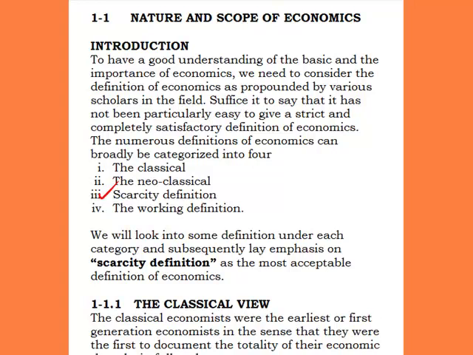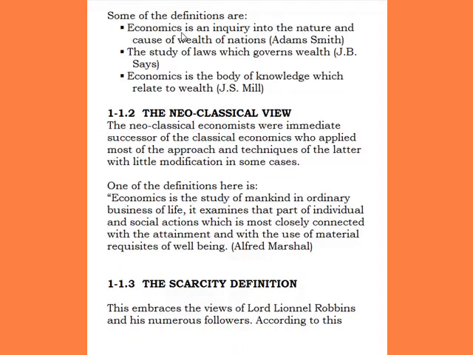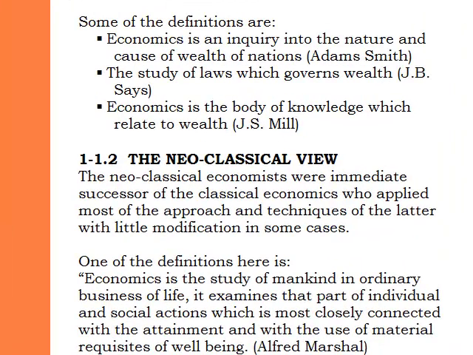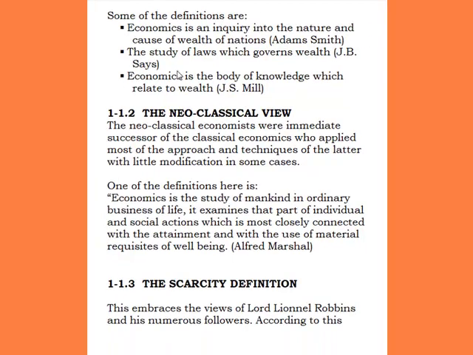Now, the classical economists were the earliest or first generation economists, in the sense that they were the first to document the totality of their economic thought in full scale. They were the first to gather their thoughts and put their economic thought into documents in full scale. So that's why we call them the classical view. I mean, these are the people that first gathered their economic thoughts and documented them. Now, some of the definitions as propounded by this first generation of economists are explained below.